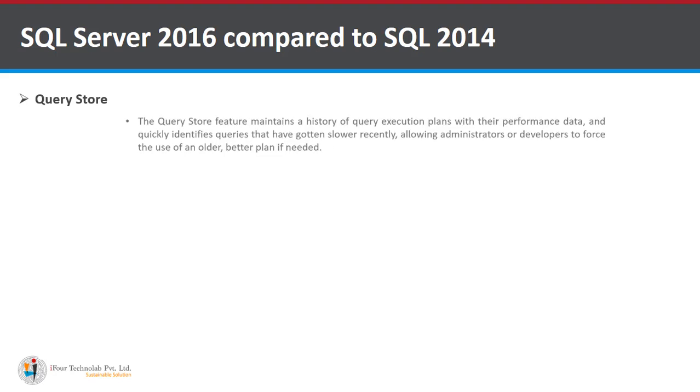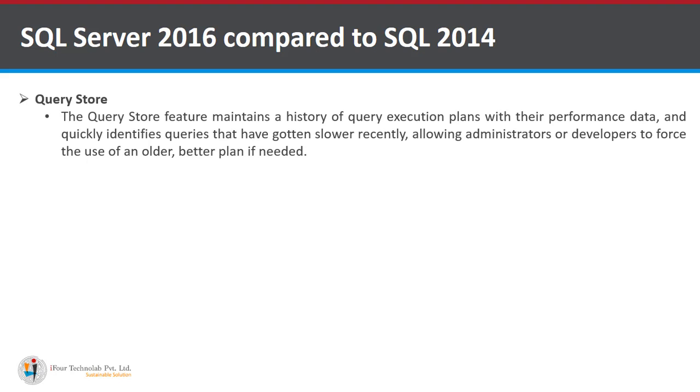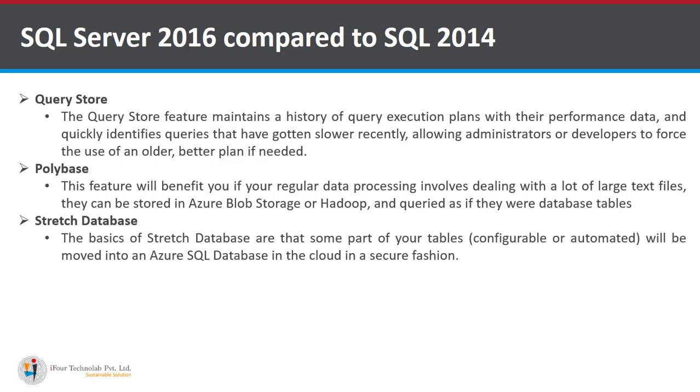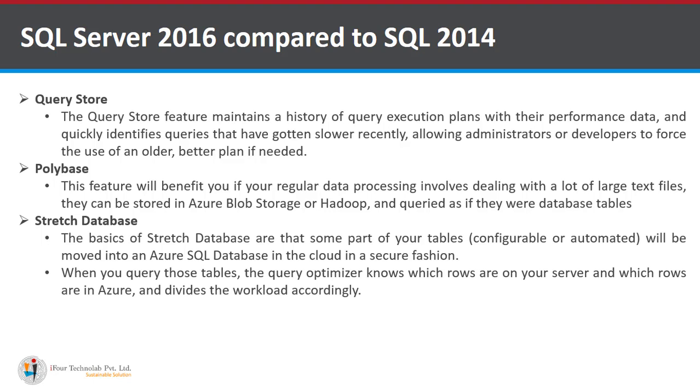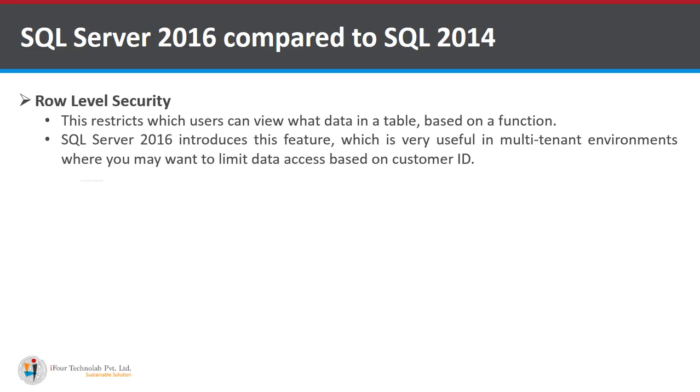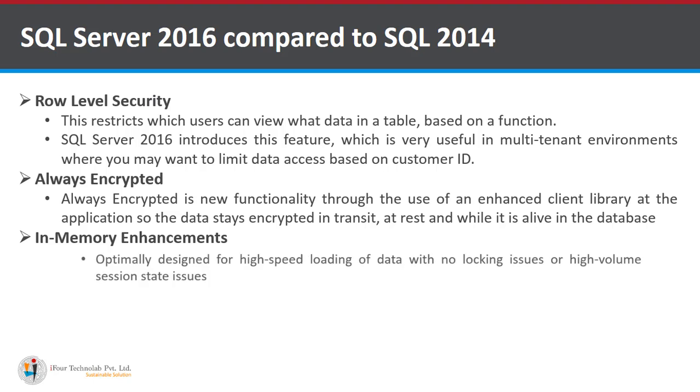Now 2016 compared to 2014. The Query Store feature maintains a history of query execution plans with their performance data, and quickly identifies queries that have gotten slower recently, allowing administrators or developers to force the use of an older, better plan if needed. PolyBase: this feature will benefit you if your regular data processing involves dealing with a lot of large text files. They can be stored in Azure Blob Storage or Hadoop and queried as if they were database tables. Stretch Database, JSON support, row-level security, Always Encrypted, in-memory enhancements.